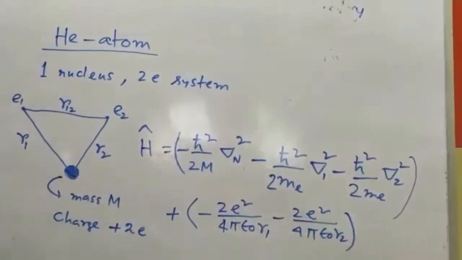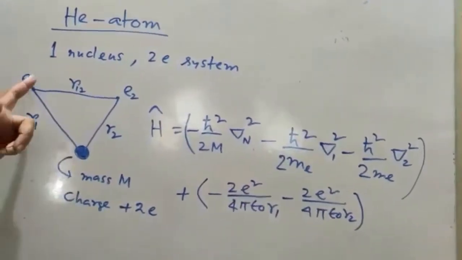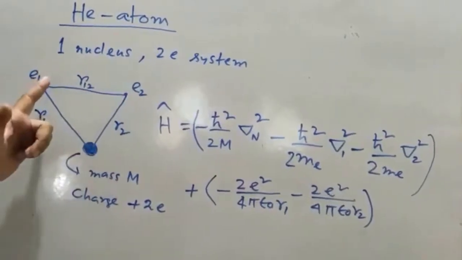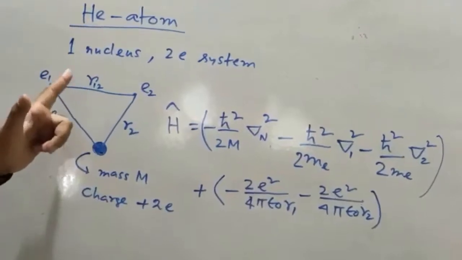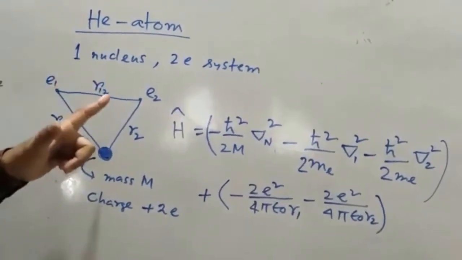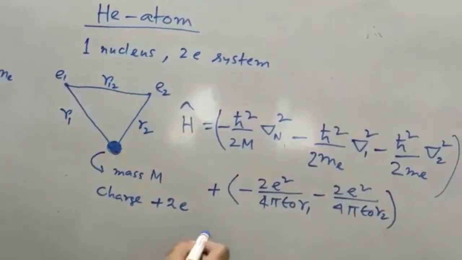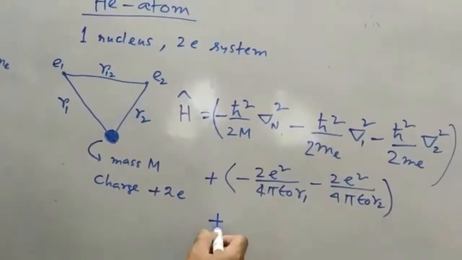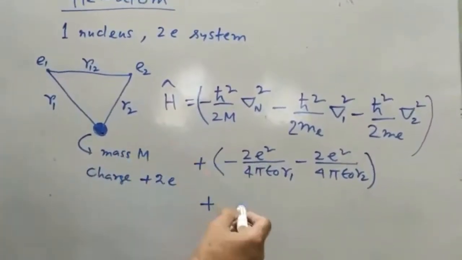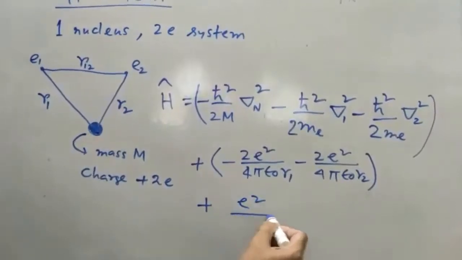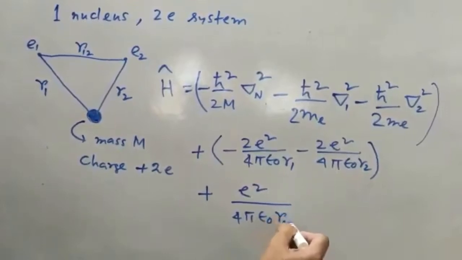And there will be another term, the potential energy of interaction between the two electrons, and as it is repulsive in nature, the sign will be positive. Only attractive potentials are signed as negative. So here is the inter-electronic repulsion term, so we will write it as a positive term. Positive Coulomb potential, that will be e into e, that is e square by 4 pi epsilon 0, and the distance is r12.